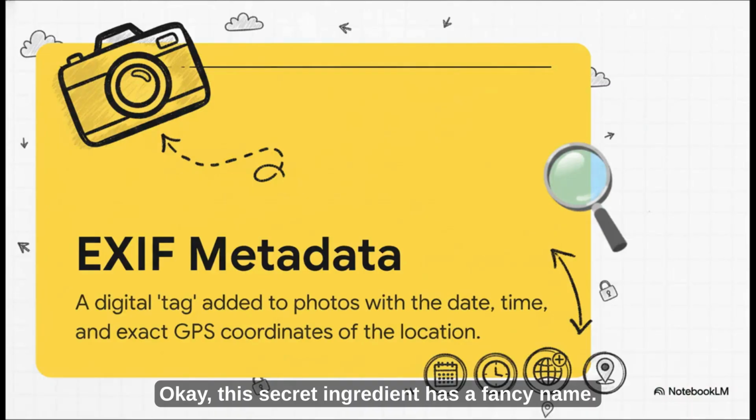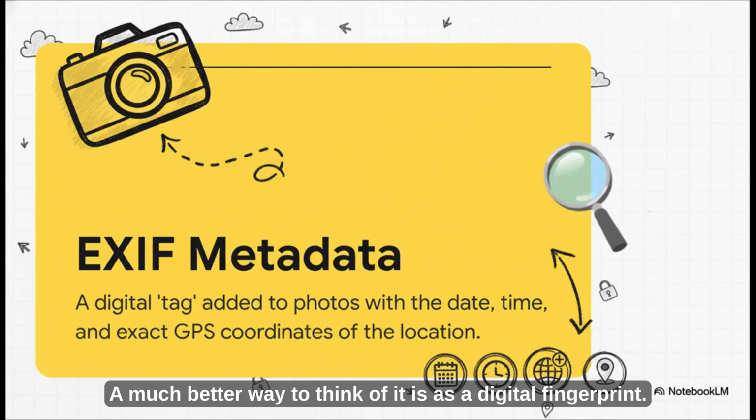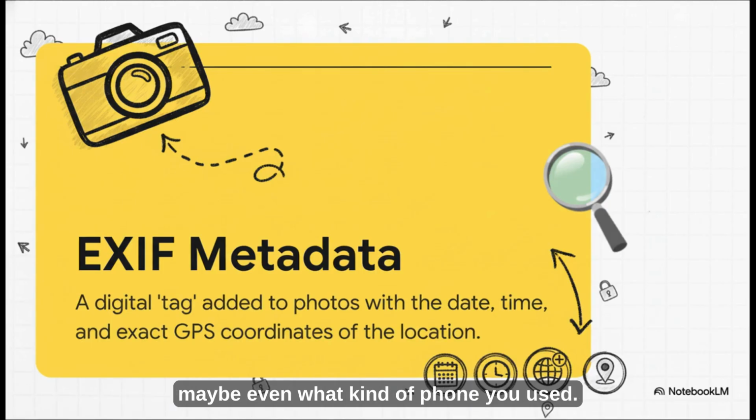Okay, this secret ingredient has a fancy name, EXIF metadata. But let's just forget that term. A much better way to think of it is as a digital fingerprint. Your phone automatically leaves this fingerprint on every single image. It's got the basics like the date and the time, maybe even what kind of phone you used. But here's the critical piece, the part that creates all the risk. This digital fingerprint almost always includes the exact GPS coordinates, the precise latitude and longitude of the very spot on Earth where you were standing. And it's accurate down to just a few feet.